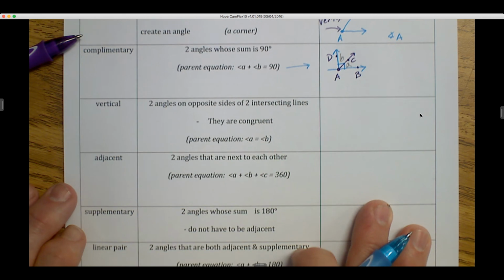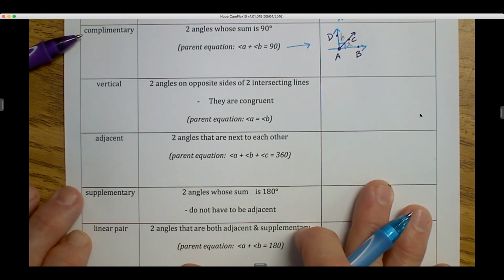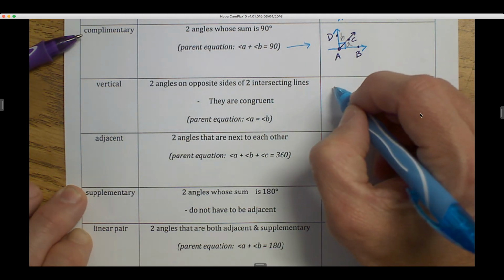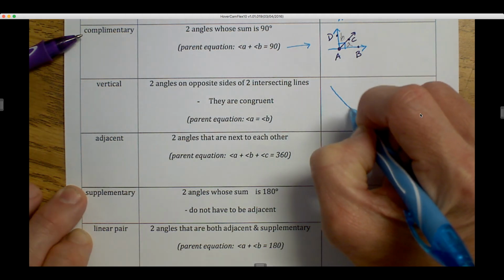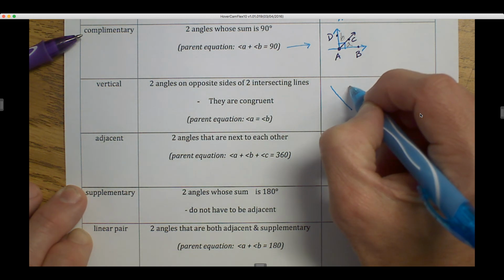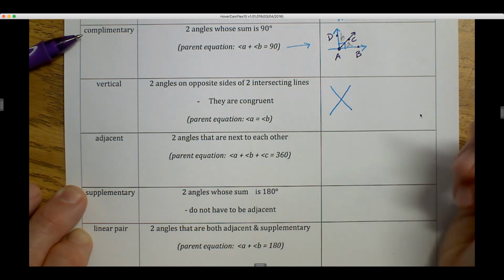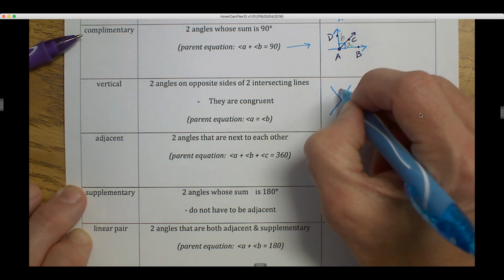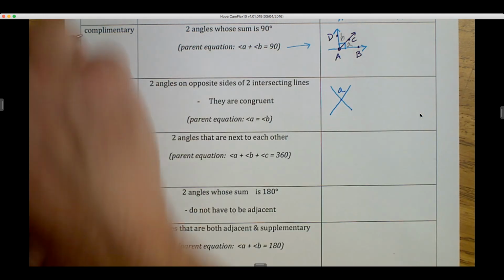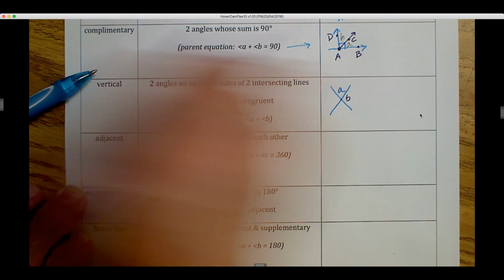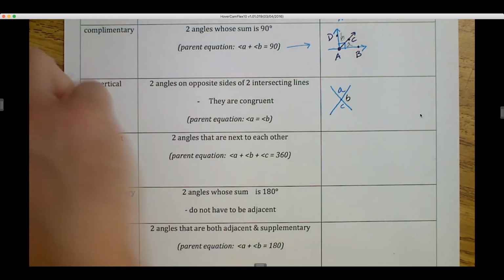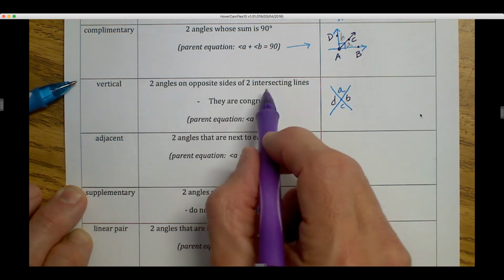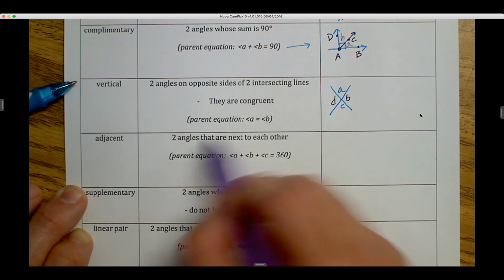For vertical angles, those are two angles on opposite sides of two intersecting lines. So if you think about it, two intersecting lines, I've got a line here, I've got another line there, and they intersect at this point, and they make four angles. I'll label the angles A, B, C, and D. And the opposite angles are congruent.